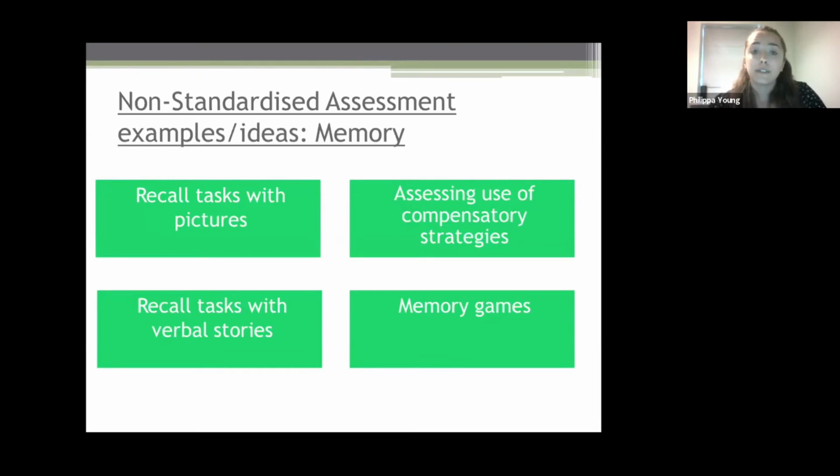You can assess their use of compensatory strategies. So giving them the first task with the picture, for example, asking them to use chunking or visual imagery to try and remember the pictures, and then testing this after a set period. You can also do memory games like matching pairs or Kim's game as well via video.